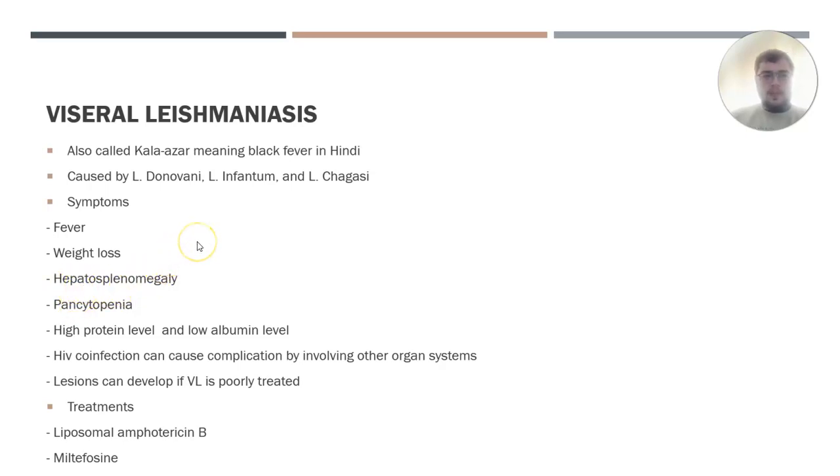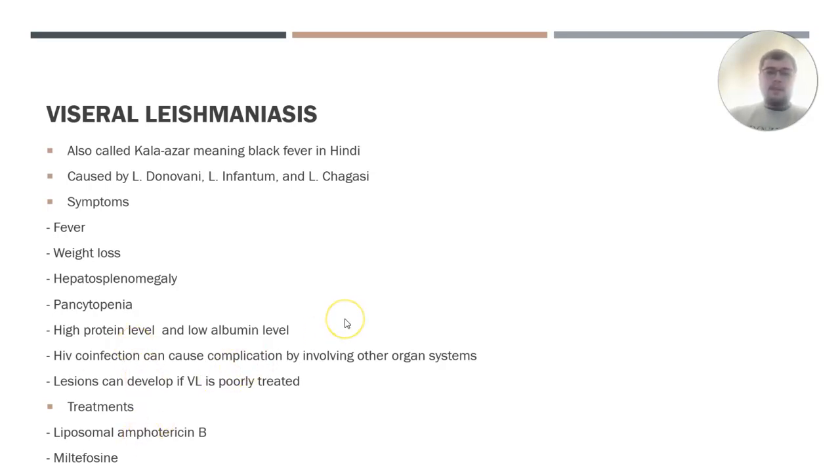hepatosplenomegaly, which is where your spleen and liver are enlarged, pancytopenia, which is like an anemia and similar things, and then it can cause a high protein level and a low albumin level. And then if you get HIV while you have leishmaniasis, kind of as a co-infection, that's where it can cause a complication and move from your kind of lymphatic system to your other organs, like your gastrointestinal tract and the like.